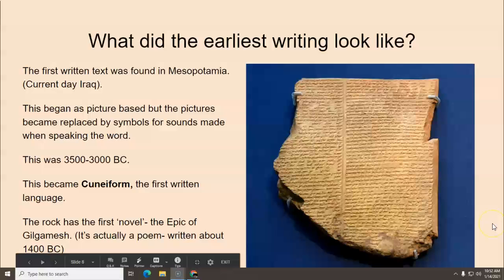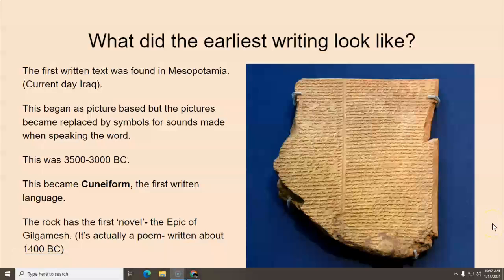So once we get away from those kinds of writing, the next written text that was actual text made up of letters was found in Mesopotamia, which is Iraq today. And just like we saw in one of the early slides, where the picture kind of becomes a symbol, and the symbol became replaced by the symbol for the sound that was made when you say the word. So that was kind of a big jump. This dates back to 3500 to 3000 BC. And this is what became cuneiform, the first formal written language.